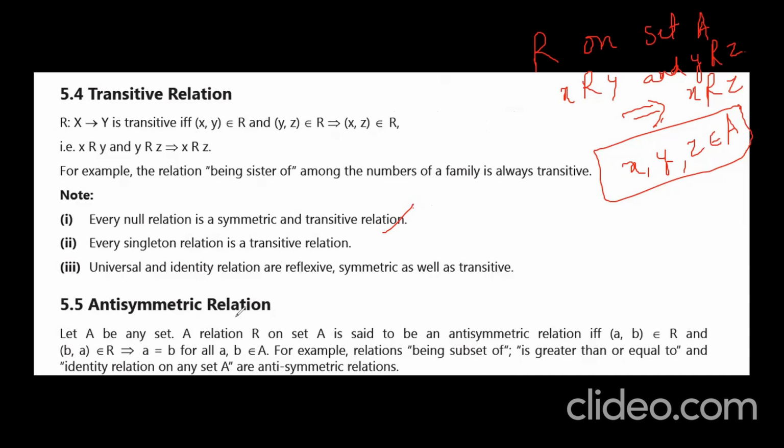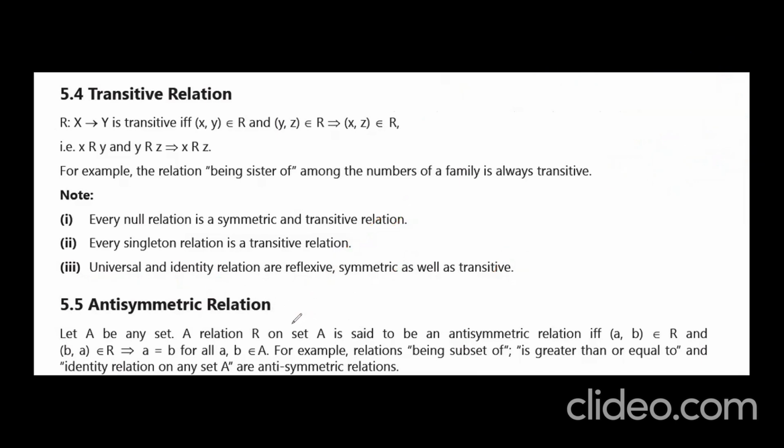Every singleton relation, you take any singleton relation, is no doubt a transitive relation. And universal and identity relations are reflexive, symmetric, as well as transitive. We know universal relation and identity relation, we observed. But those are reflexive, symmetric, and as well as transitive. Understand? Yes.